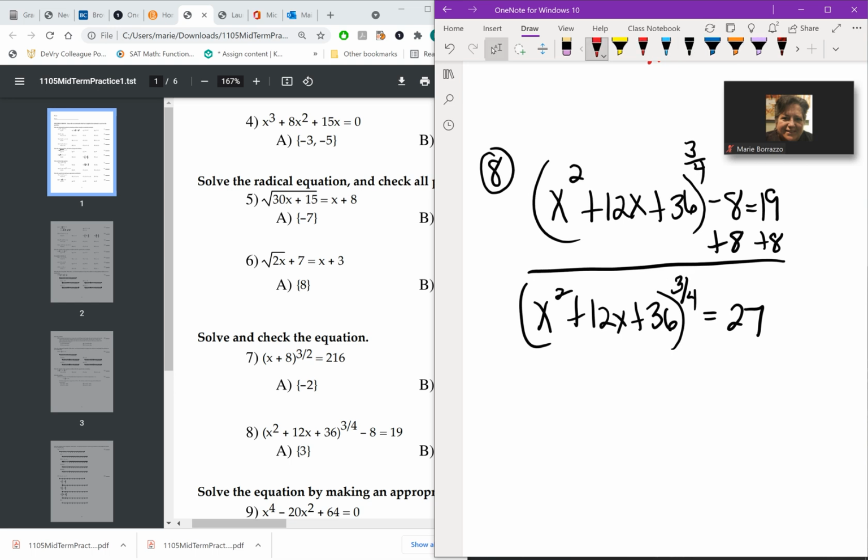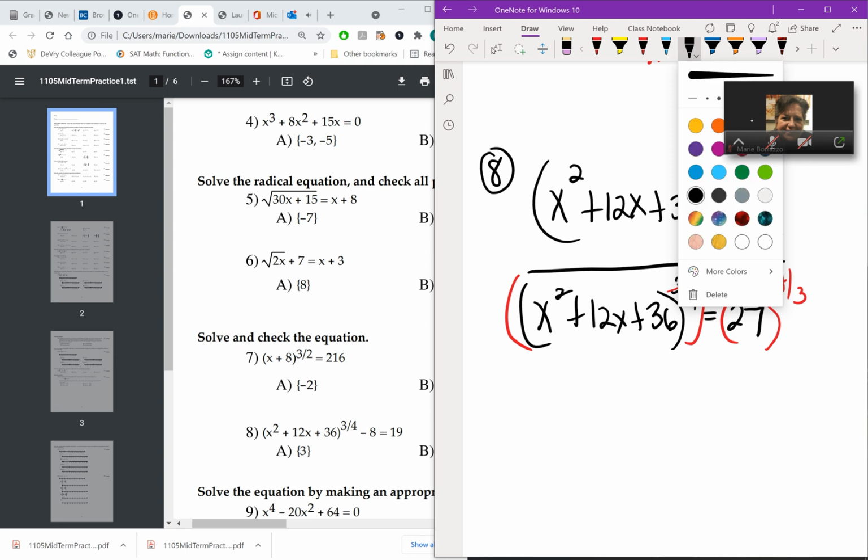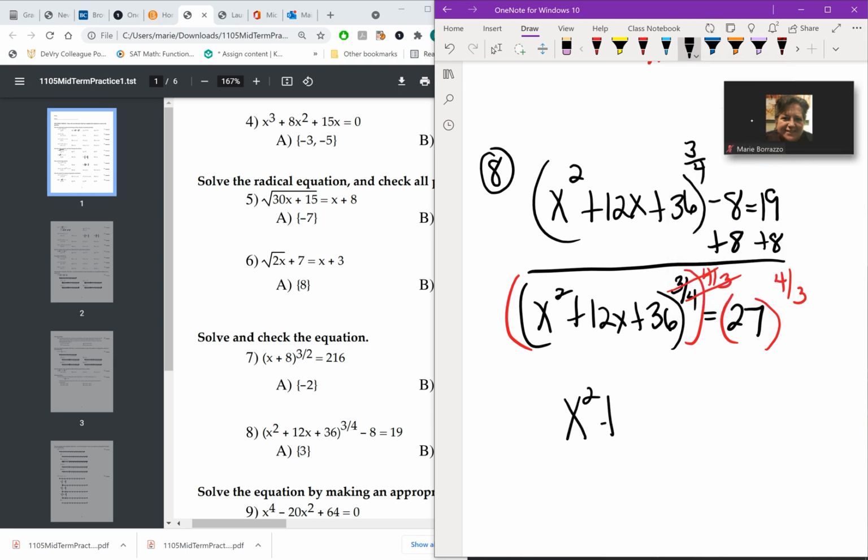If I raise both sides of this equation to the reciprocal 4/3 exponent, this will cancel out because this will become 12/12, which is 1. So this leaves you with x squared + 12x + 36 is equal to, and now if I take the cube root of 27, which is 3, and I raise 3 to the 4th power, that leaves me with 81. So I'm going to have to subtract this 81 on both sides.